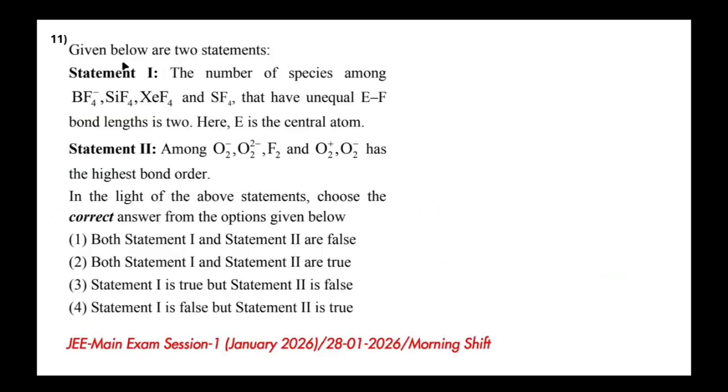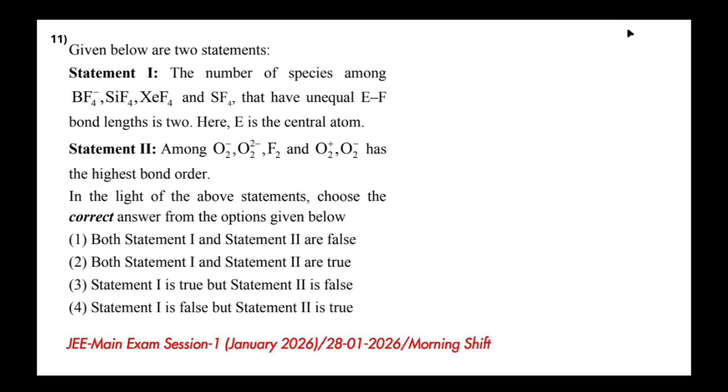The next question is, given below are two statements. Statement 1: the number of species among BF4 minus, SiF4, XeF4 and SF4 that have unequal E-F bond lengths is 2. There E is the central atom. Statement 2: among O2 minus, O2 2 minus, F2 and O2 plus molecules, O2 minus has the highest bond order. Then go to the first statement.